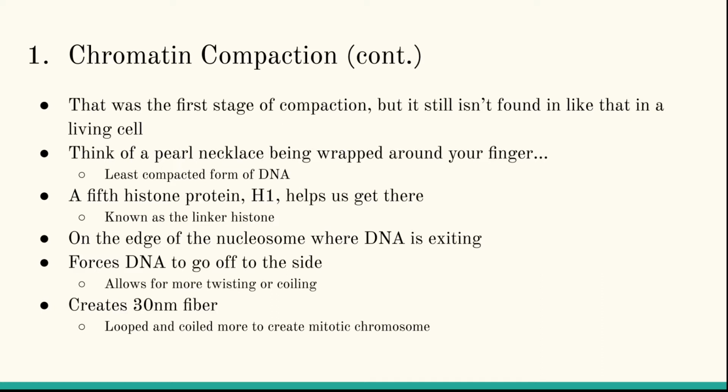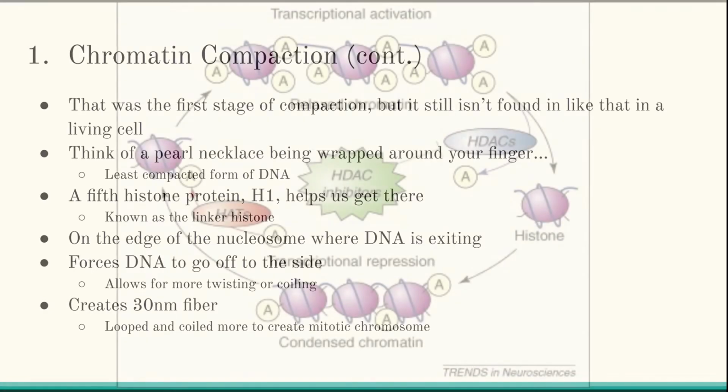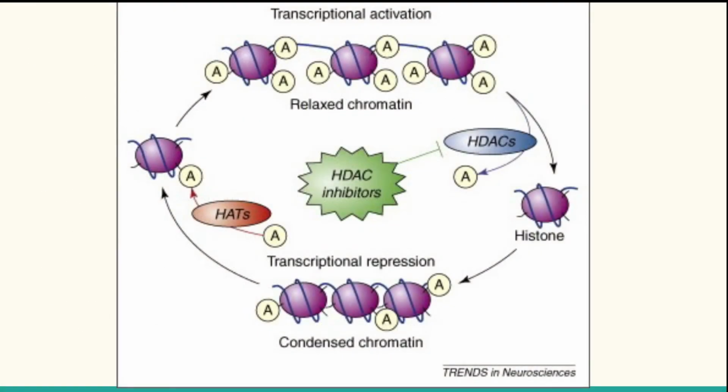This is what allows for more of that twisting or coiling to create the pearl necklace compaction that is desired for living cells. It creates what is known as the 30 nanometer fiber. From there, it is looped and coiled more in order to create a mitotic chromosome, though we're not exactly sure how it gets to that point. Once the chromatin is in place, it doesn't necessarily stay that way forever. Sometimes the DNA will need to be accessed, while other times it may not be relevant.